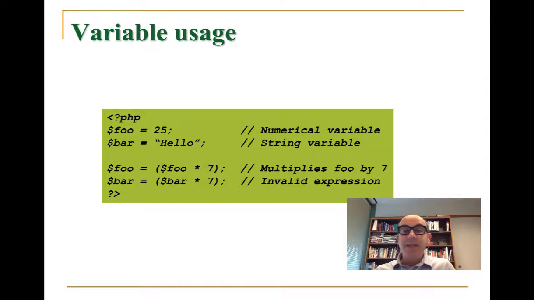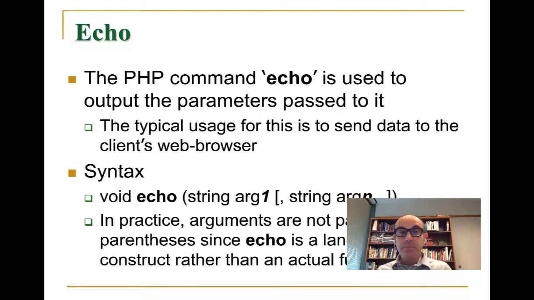An example in this case is $foo equals 25, which is a numerical value, and $bar is a string value. And again, we can multiply and we can do expressions with that type of language.